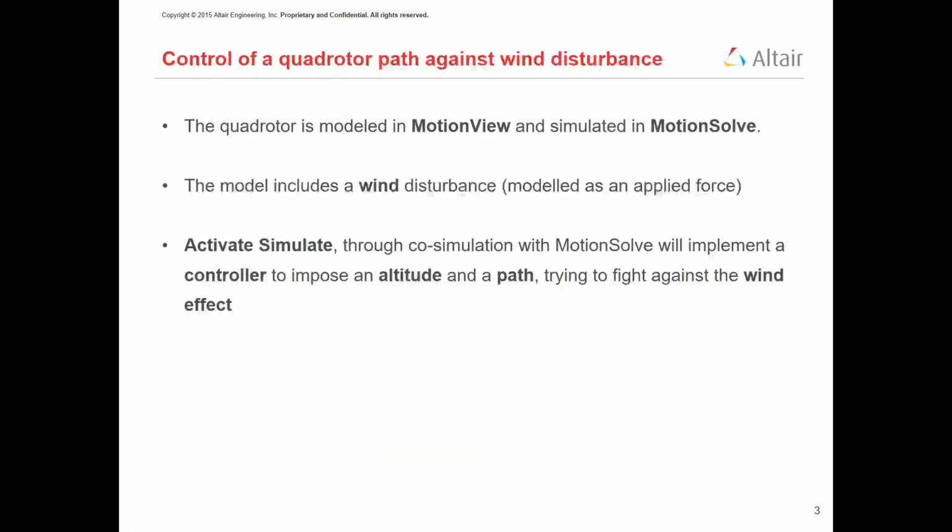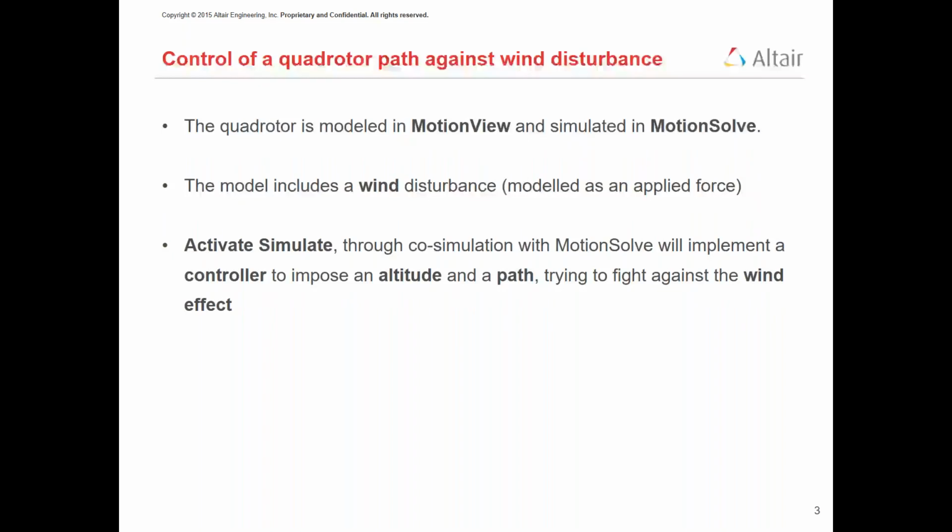So the control of the quadrotor path against the wind disturbance. The quadrotor is modeled in MotionView and simulated in MotionSolve. That's what I showed you, the plant model, which doesn't have a control. So we need to model a control. The model includes the wind disturbance. Activate, simulating through the co-simulation with MotionSolve, will implement a controller to impose altitude, path, and then wind effects.